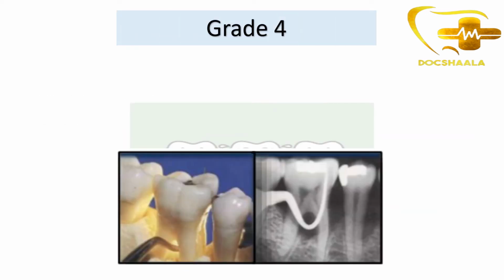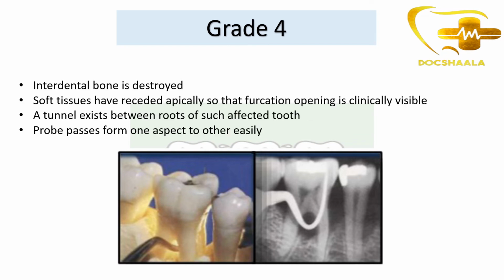Then coming to grade 4 furcation, we can see the image here. In grade 4 furcation, the interdental bone is completely destroyed. Soft tissues have receded apically so that the furcation is opening. Clinically, the furcation involvement is visible. A tunnel exists between the roots of such an affected tooth, and the probe passes easily from one aspect to the other. So this is grade 4.